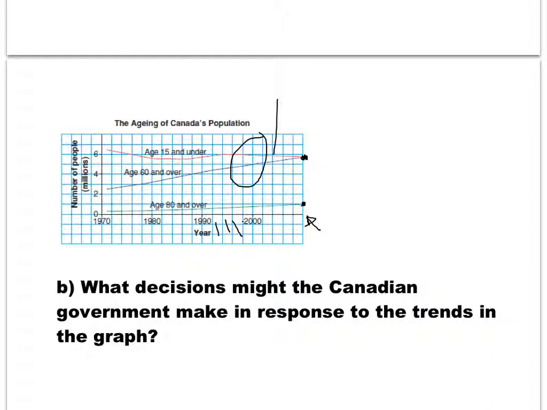It can increase the retirement age, so this age 60 and over can still continue supporting the job market. And since the older age group is increasing, the government can make healthcare a little bit stronger, social security better, and also address the needs of older people.